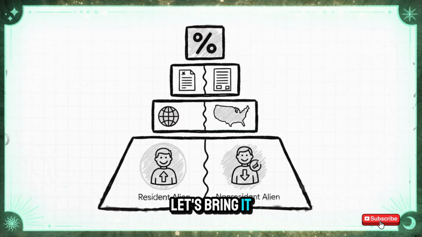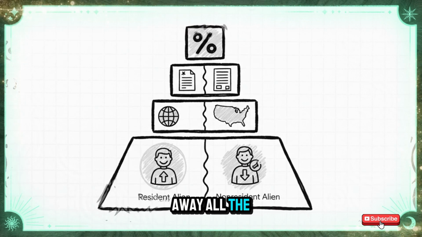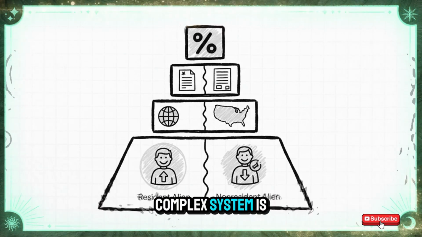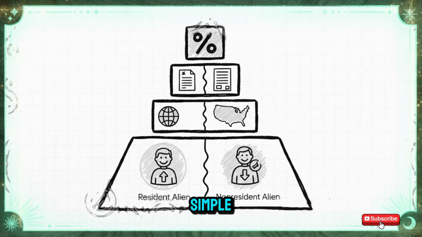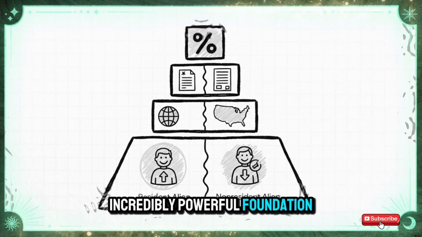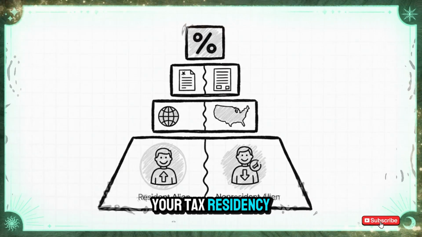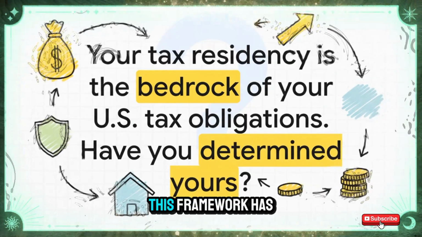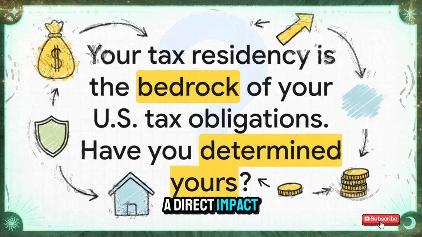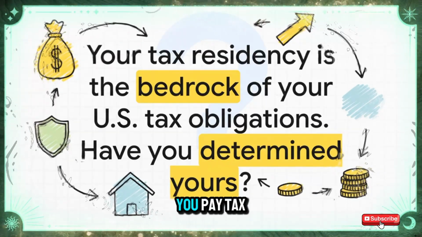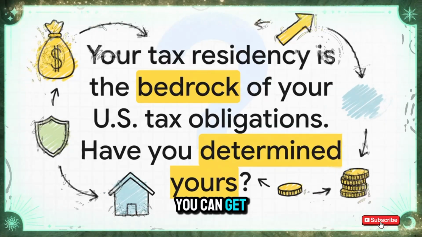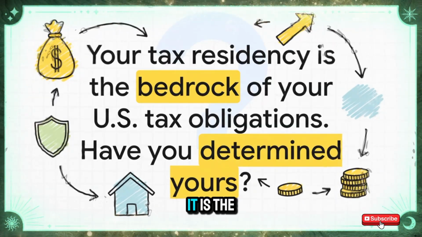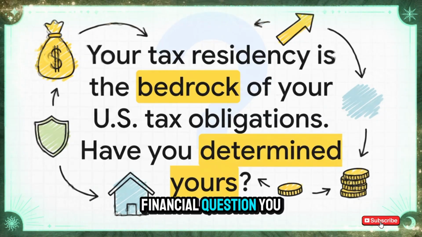So, let's bring it all home. When you strip away all the forms and all the rules, you see that this entire complex system is built on one simple, incredibly powerful foundation: your tax residency status. At the end of the day, this isn't just theory. This framework has a direct impact on your wallet. It decides what you pay tax on and what breaks you can get. That's why figuring out your status isn't just a technicality. It is the most important financial question you can answer.